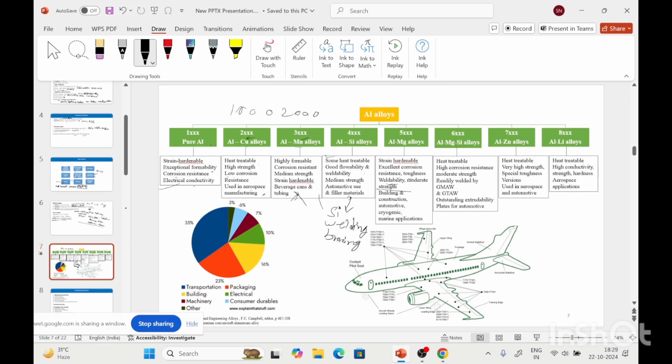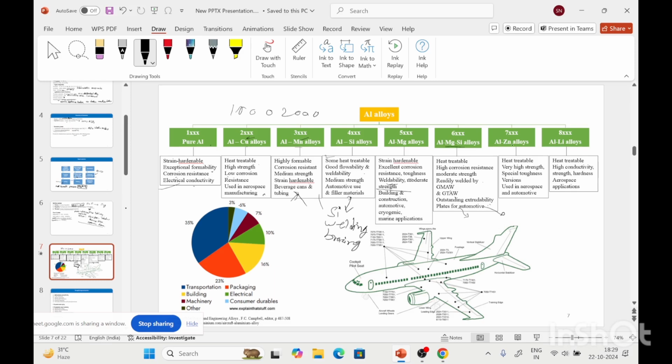The 6000 series alloys have magnesium and silicon as the major alloying elements. These alloys are heat treatable, with high corrosion resistance and moderate strength, and are readily welded by gas metal arc welding and gas tungsten arc welding. The 6000 series alloys also have outstanding extrudability, which is very useful for automotive parts, and different shapes can be formed from the 6000 series alloy.